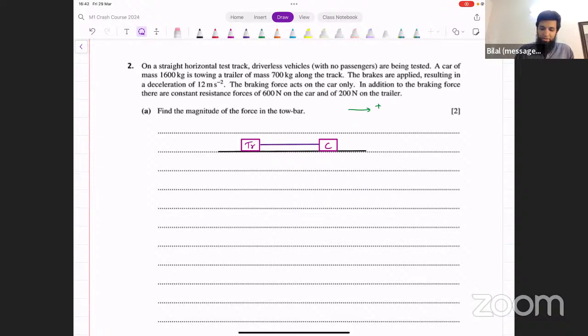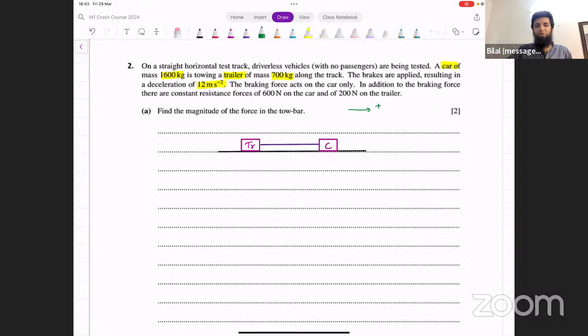So we have this tow bar, and the car and the trailer are connected using that. Now, the mass of the car is 1600 kg. That's one thing that we're given. The mass of the trailer is 700 kg. We can find the weights for both of them if we had to, but weight is acting vertically here. The movement is horizontal, so weight does not really contribute to their motion as such. So let's not represent them for now. The deceleration is 12 meters per second square. The braking force acts on the car only. When the brakes are applied, the braking force acts on the car.